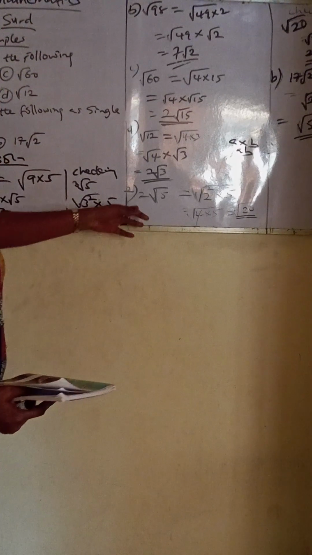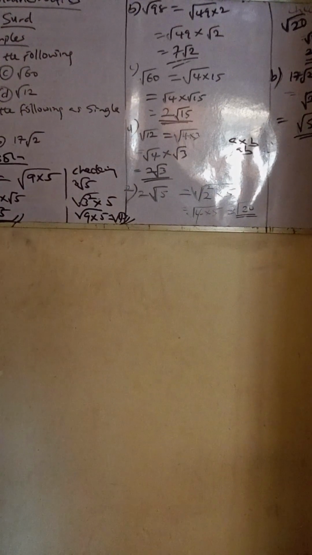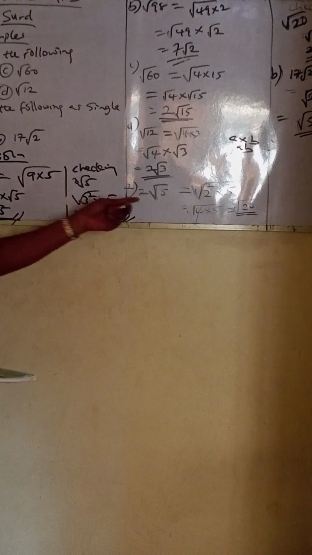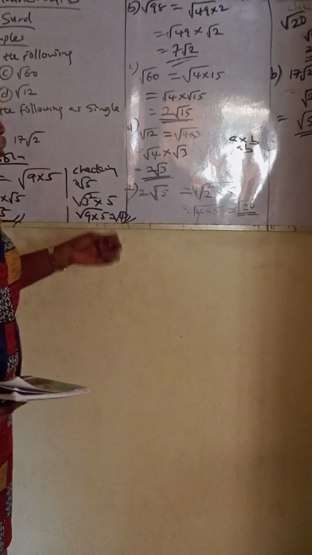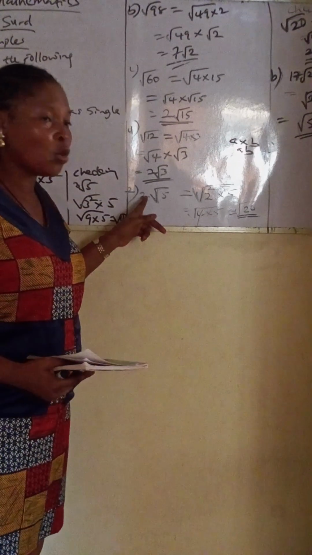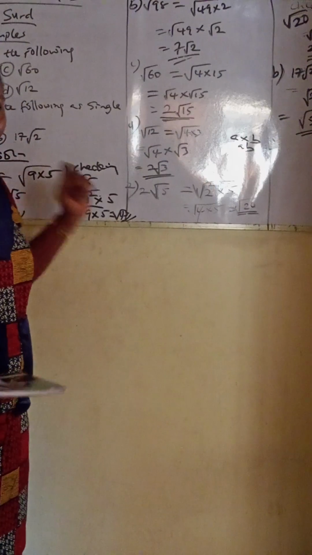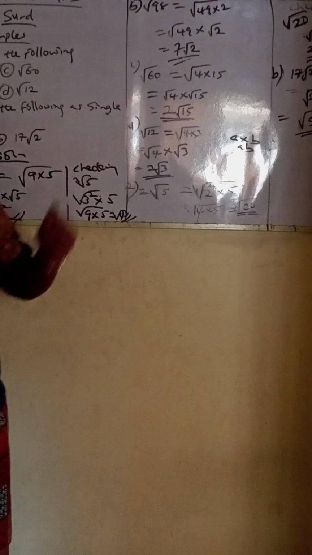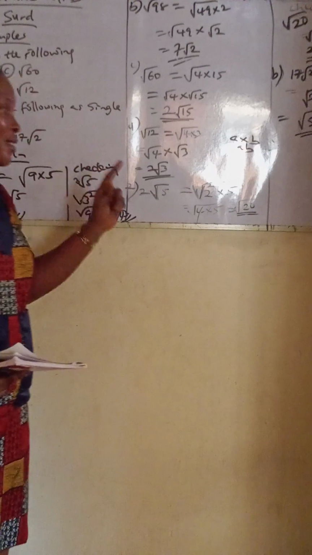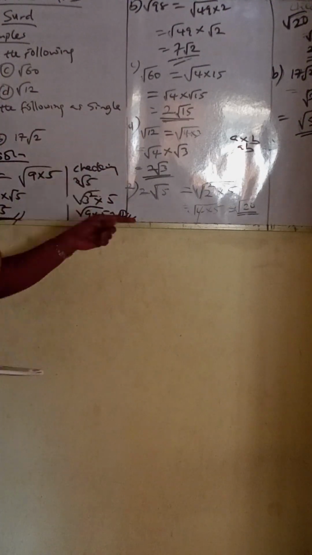Then we go for what? A single sort. You say express the following as a single sort. We want to express this as a single sort. First, that is what we just did now. So first what you have to do now is to square the number that is outside the square root. Any number that is outside, you have to square it. It is the square of that number times the number that's inside your sort that gives you your answer.